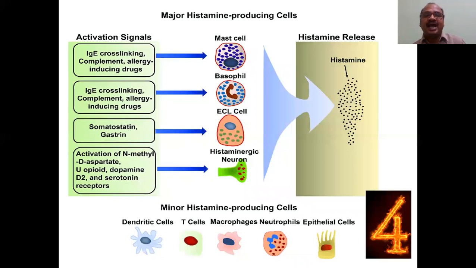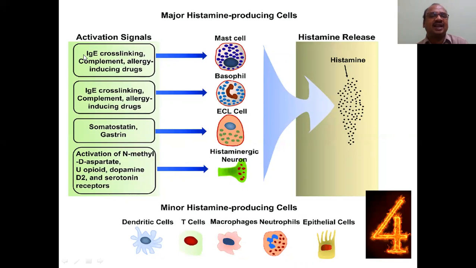Basophil. ECL cells easily synthesize histamine and release histamine. Histaminergic neuron, which is a neuron structure.